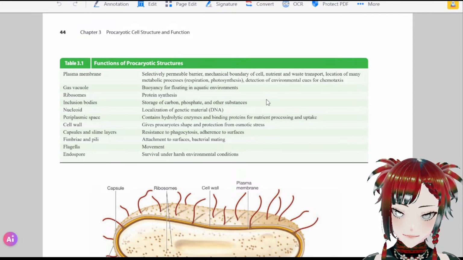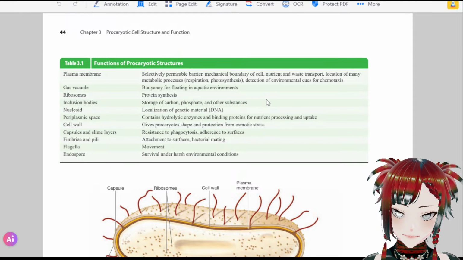Okay, I didn't know they had that. Well, it works like gills of the fish. Ribosomes, protein synthesis. That is so simple. Protein synthesis, right? Inclusion bodies. Like these are the storage bodies, right? It can be of anything. Carbon, phosphate and other substances, just as we studied one that is sulfur. Nucleoid, localization of genetic material. This is just the locus, the location, wherever the genetic material is present, right?